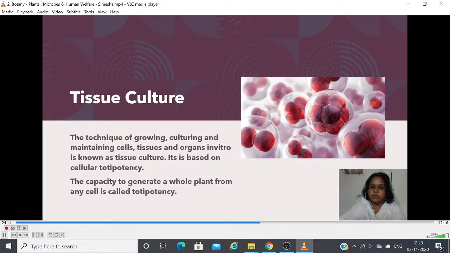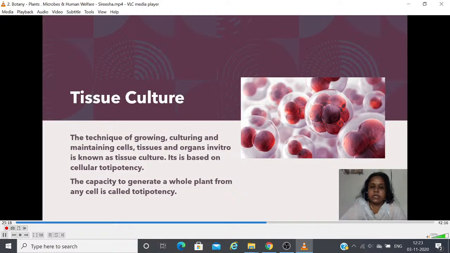In the laboratories we do this. This technique is called tissue culture. It is based on cellular totipotency. Totipotency means the capacity to generate a whole plant from any cell, the ability of a part of the cell to regenerate into a whole new plant.